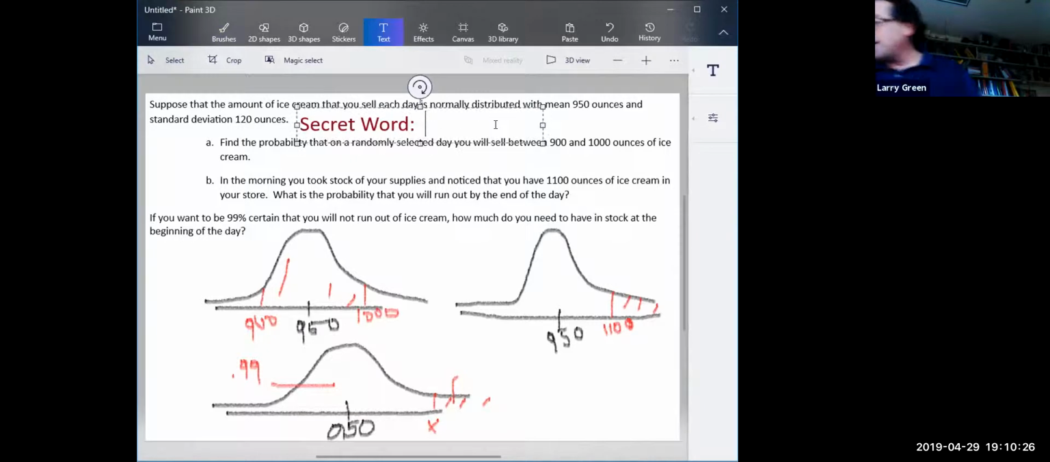And the secret word of the day is, let me double check. It's actually not even a whole word, it's Z. Okay, because for a standard normal curve, Z is the letter you use. Okay, so that's pretty much all I have to say.